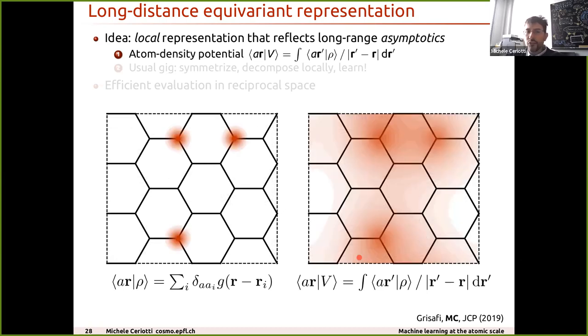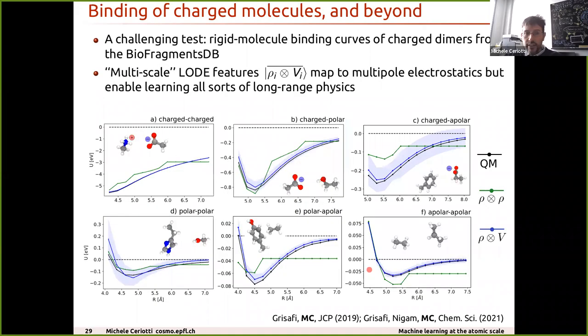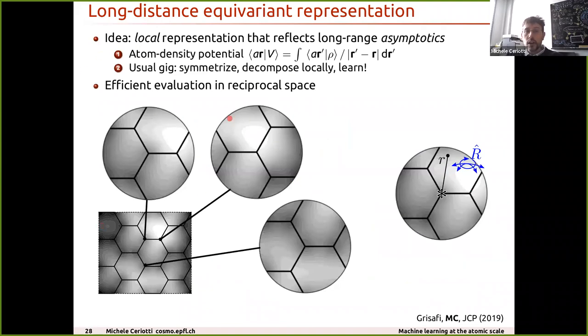We have a different potential for each species. This is just a way of describing a structure in such a way that a deformation of an atom here will be felt also in the far field with the correct 1 over R asymptotics. And then once you have this global fictitious potential, you symmetrize it, which leads again to atom-centered descriptors that have all the advantages in terms of transferability that you get from local machine learning models. And this reciprocal space trick allows you to evaluate this global potential very efficiently.